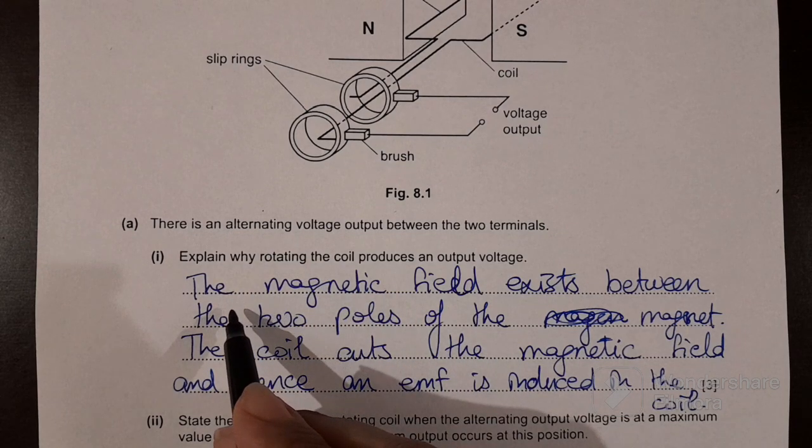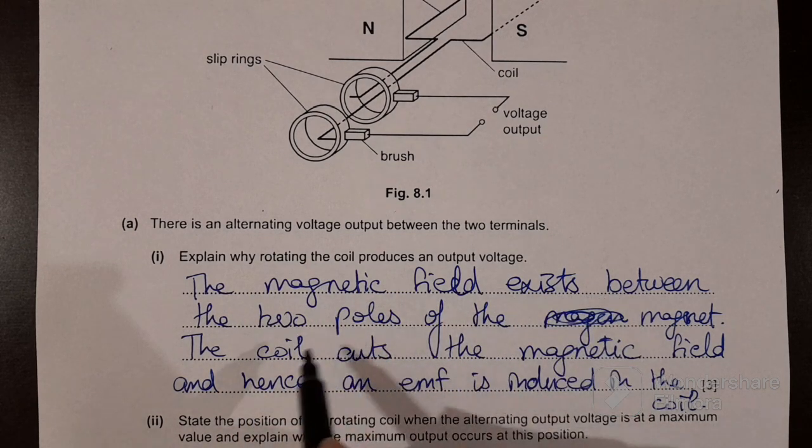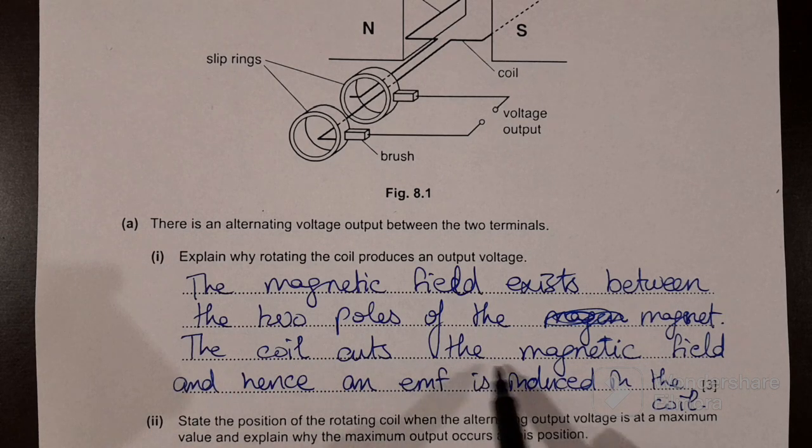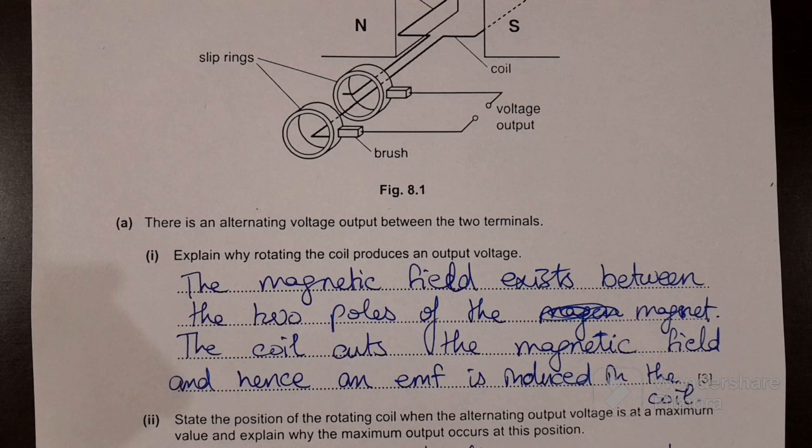So the answer will be the magnetic field exists between the two poles of the magnet. The coil cuts the magnetic field and hence an EMF is induced into the coil. So this is what we will write in part 1.